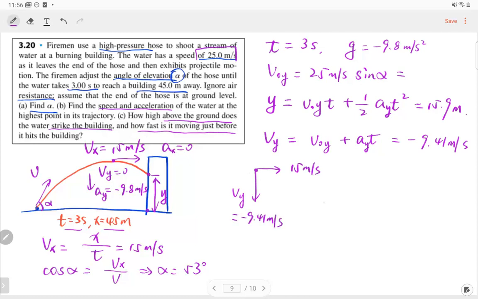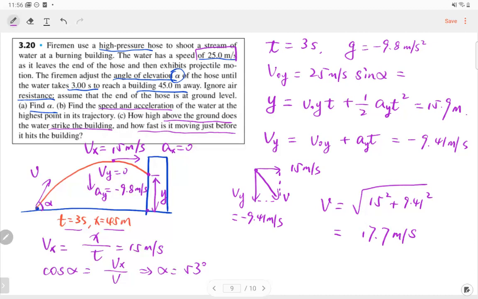So the total velocity is equal to this total velocity. Let me use the parallelogram rule. That will be the square root of 15 squared plus 9.41 squared. So we have the total velocity before it hits the building is 17.7 meters per second. Okay, so that's the solution for homework 3.